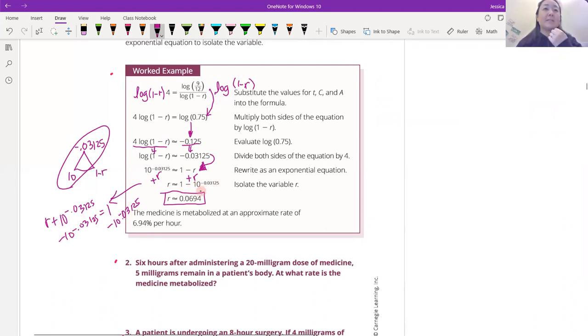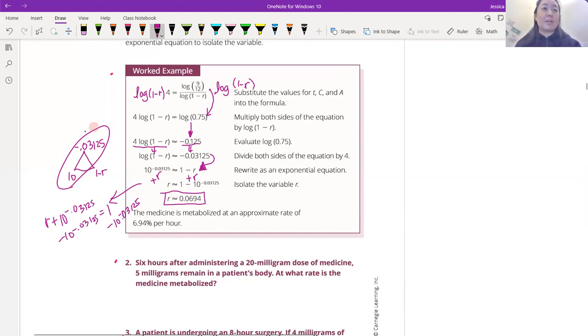We didn't talk about anything. I'm like, how did we get from here to here then? Did you guys notice that? Were you asking that question too? You're like, wait a minute, how'd you do that? If you notice right here, all of a sudden there's no logs. What happened? We just changed to exponentials.